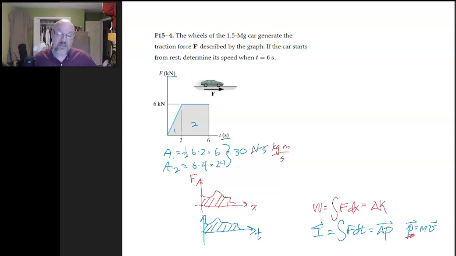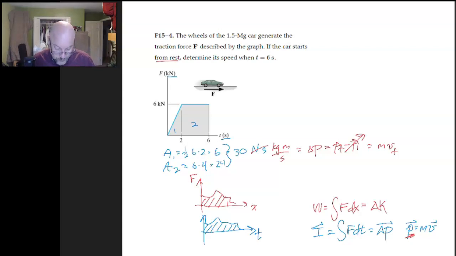And then to work this one out, once you've got this value of 30, that's going to be equal to your delta P. So it's P final minus P initial, and we're starting from rest, so that term is 0. So take your 30 and set it equal to mv. And voila, your answer is going to pop right on out of there.